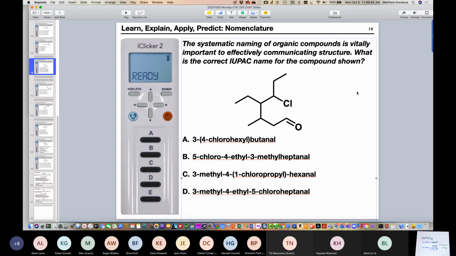So look at the compound that's shown now. So first things first, what is the longest chain?